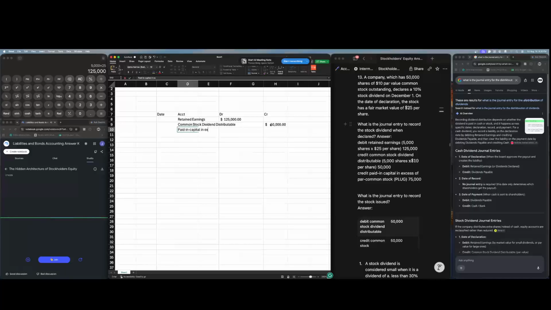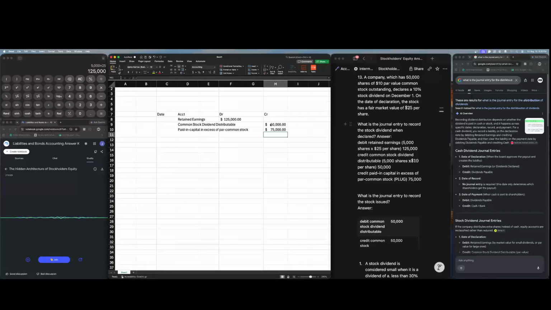Okay, let's unpack this. It's a subtle but really huge distinction in accounting logic. Exactly. If we called it a payable, it would show up as a liability, like a debt. But the company doesn't actually owe you any cash or assets in this specific scenario. Right. Common stock dividend distributable stays in the stockholder's equity section, not the liability section.